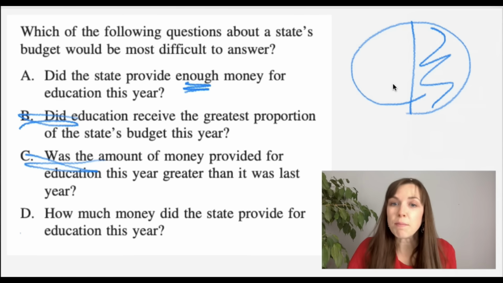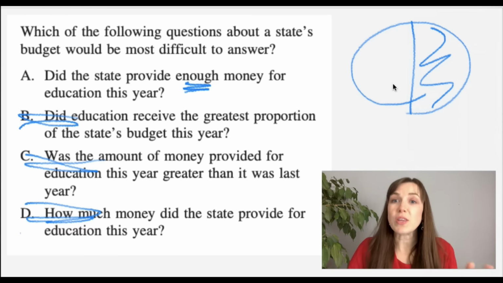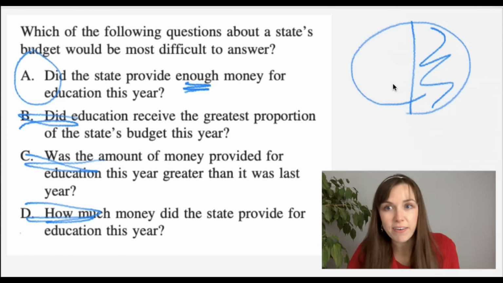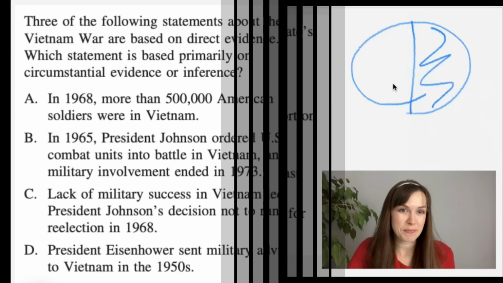And D, how much money did the state provide for education this year? Well, we can easily figure that out. How much did they do? So that's not going to be it either. So the answer here is A. Did the state provide enough money for education this year? Because it is difficult to answer, because definitions are different for enough.